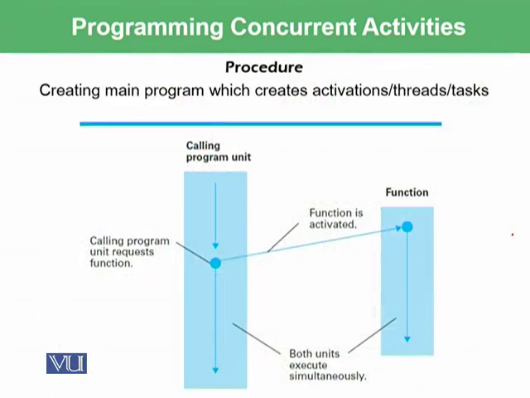We make a central programming unit, and that central programming unit generates multiple threads or tasks in different languages. So for example, this has generated one thread here and one thread here. Both of the threads are now executed simultaneously, of course, on their own turn if there is only one CPU. And if there are multiple CPUs, then they are executed simultaneously without waiting for the second object or thread.